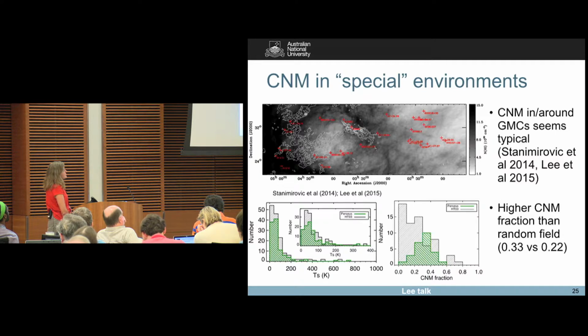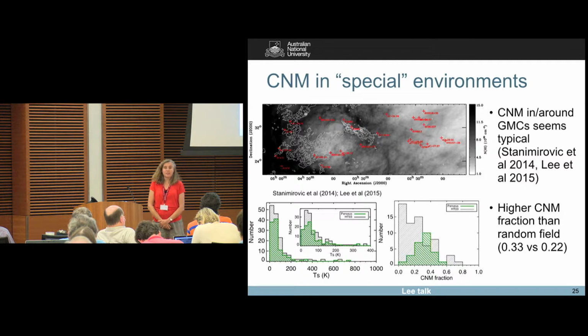But the cold neutral medium in and around the giant molecular clouds, as traced by H1 absorption towards all these background sources, is typical of what you see in other parts of the galaxy. You do see a slightly higher fraction than in the random field, so they say 0.33 versus 0.22 in the cold neutral medium fraction. But otherwise, comparing the properties, the spin temperature, the green here is the Perseus data and the gray is the Heiles and Troland, and they're very similar in both cases.